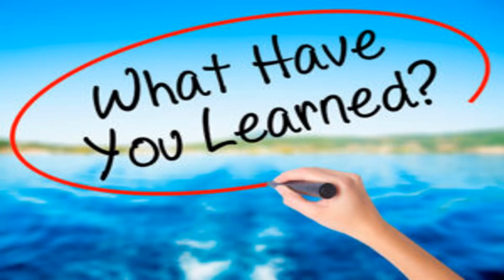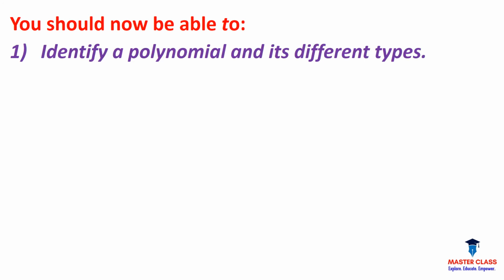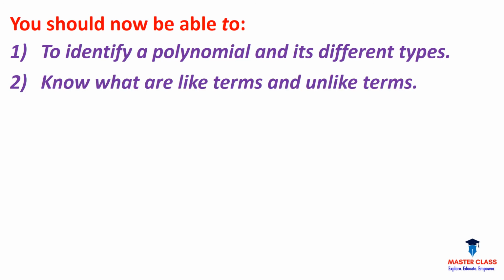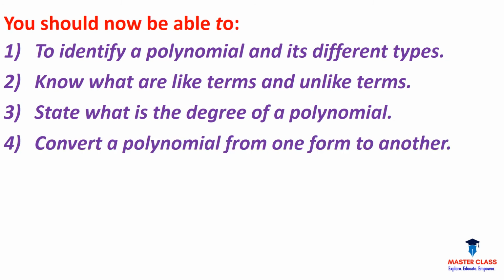We are now coming to the end of this master class. Let us do a quick recap of what we have learned so far. You should now be able to identify a polynomial and its different types, know what are like terms and unlike terms, state the degree of a polynomial, and convert a polynomial from one form to another.